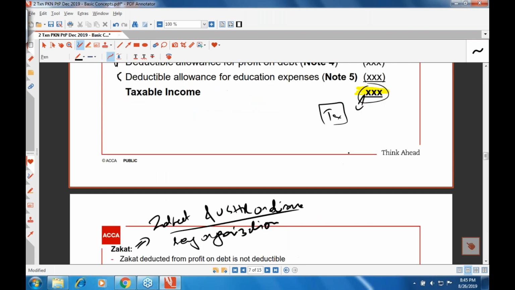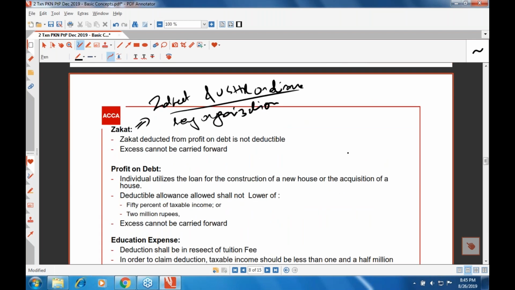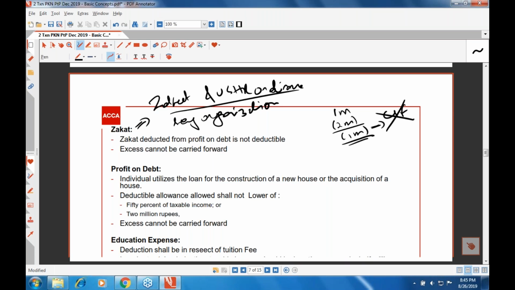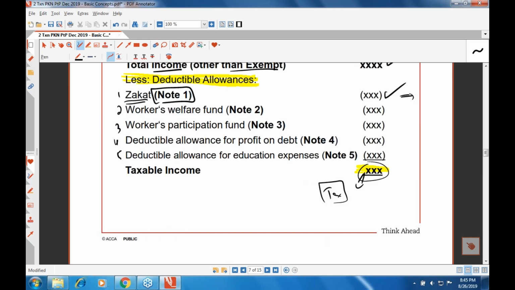Now, a very important point relating to it is that, for example, your total income was, let's say, 1 million, and you paid a zakat of 2 million. So basically, you have got a 1 million loss over here. Now, this loss cannot be carried forward. If you have paid zakat more than what you have earned in the current year, then you cannot carry forward the excess unadjusted zakat. Whatever needs to be adjusted, it needs to be adjusted in the current period only. That's the number one concept with respect to deduction, with respect to zakat.